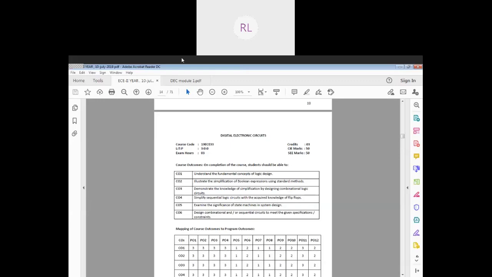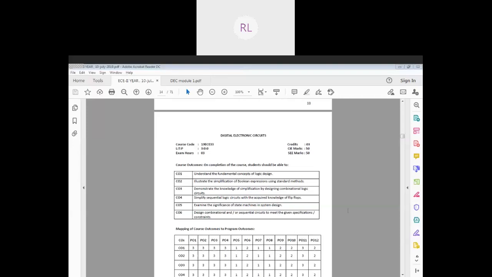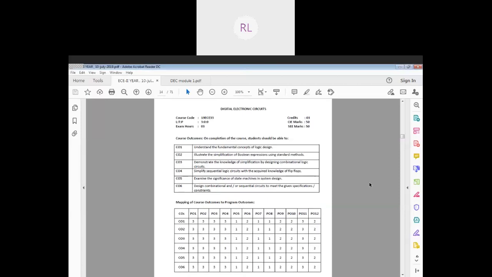Are you all able to see the screen? Now is it visible? You can use the chat box as well. Okay, that's great since I've got a confirmation.